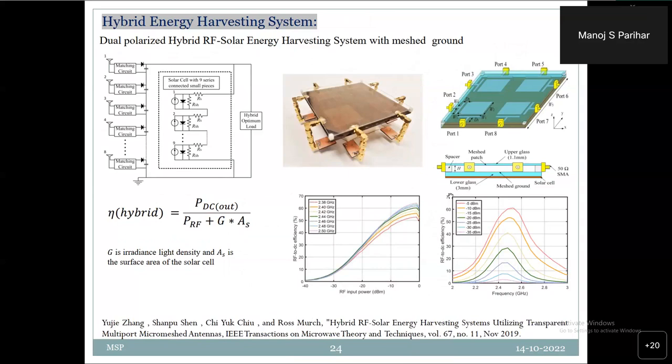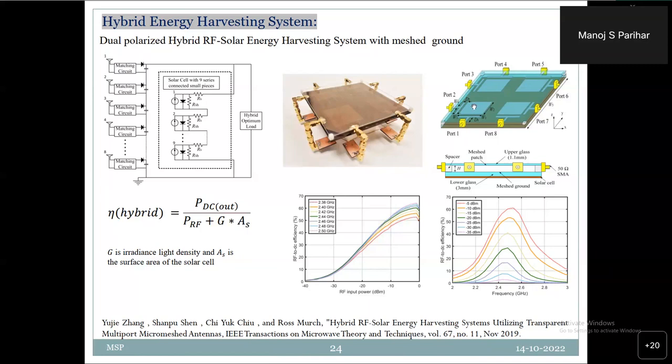Then, suppose you are harvesting energy from the RF source only. In that case you may not get sufficient RF power. So if you need more DC power, you can combine two different sources of incoming energy. You can combine your RF energy with solar energy. You can see here we have the RF energy circuit, and this is solar energy, with solar cells to convert the energy from sunlight. This is your circuit which combines energy from your RF source. You can see there are different antennas, again dual polarized antennas, which receive signals from horizontal polarization and vertical polarization.